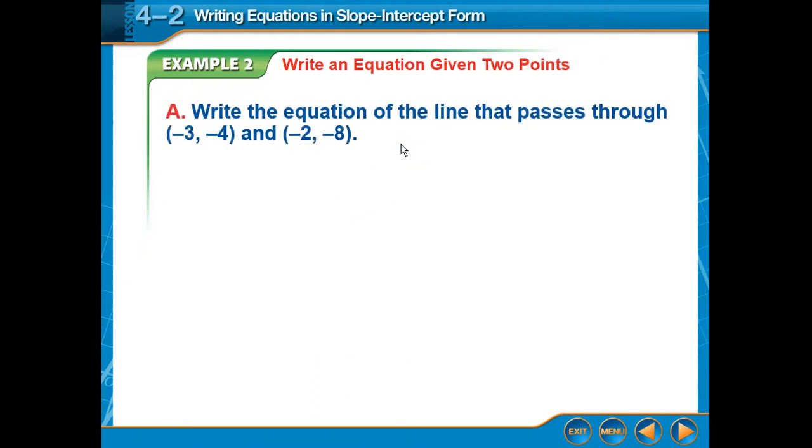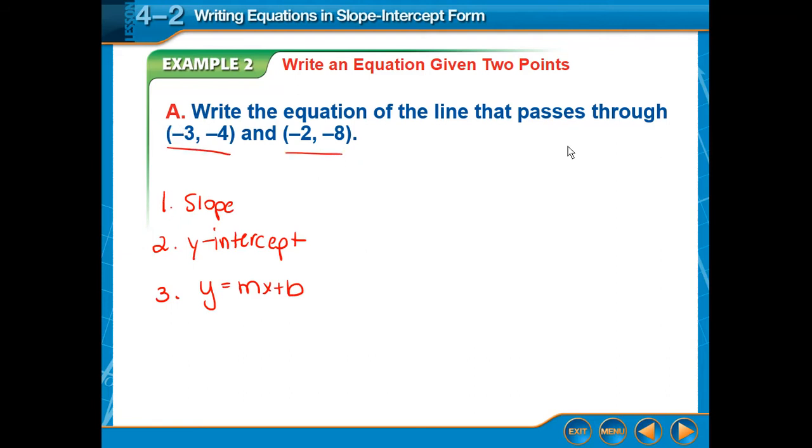Okay, if we're given 2 points, we're still doing the same thing. We still want to find the slope. We still want to find the y-intercept. And then we still want to put them into y equals mx plus b. So step 1 is to find the slope. We know how to find the slope of 2 points. We did that in the previous section or chapter. So remember, slope m equals y2 minus y1 over x2 minus x1.